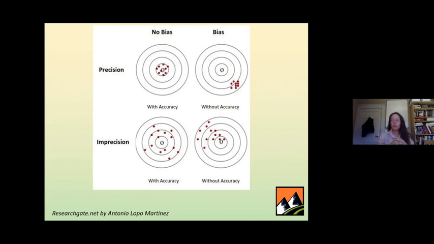So you're hitting the target, you have low sampling variability because your sample size is large enough and your sampling plan is great. So this is where we really want to end up.